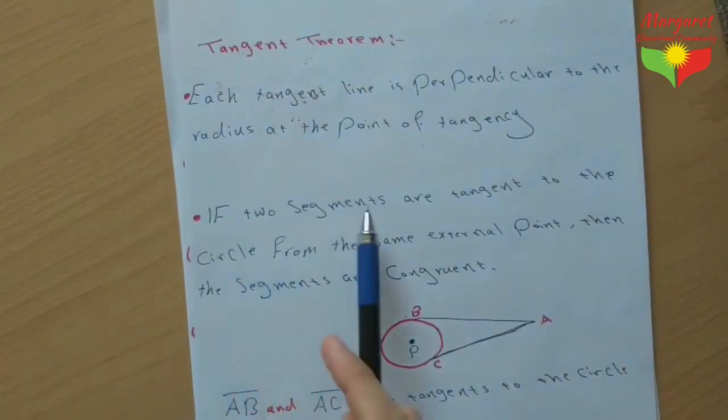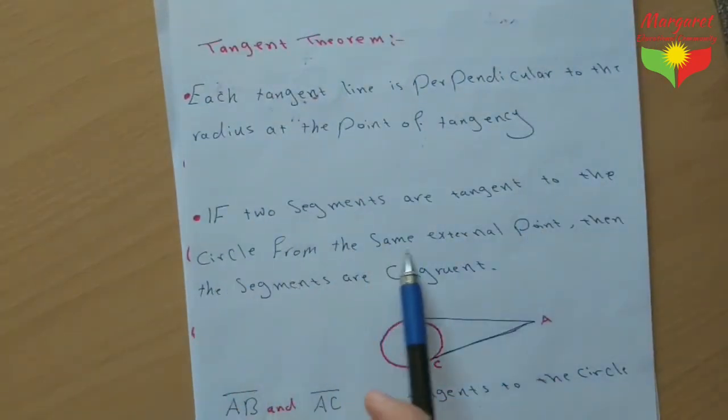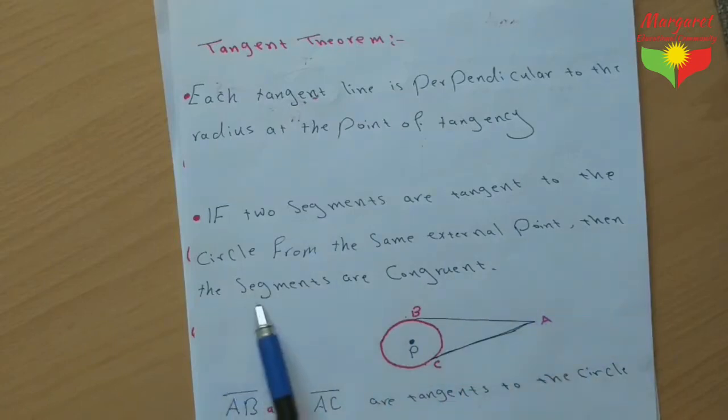If two segments are tangent to the circle from the same external point, then the segments are congruent.